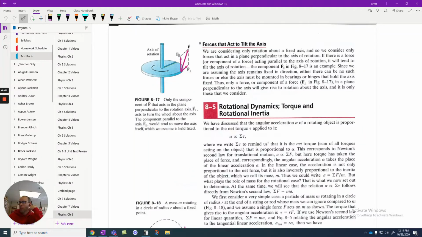Okay, so we want to finish up Chapter 8. As we go through Chapter 8, we're going to continue working with some information that we already understand and hopefully have a grasp of. One of those first things we're going to recognize is that we talked about torque.